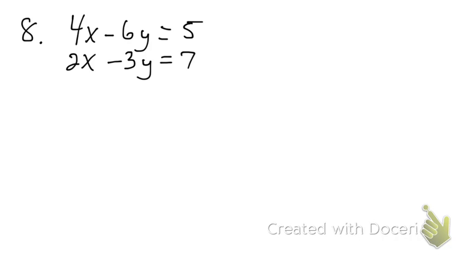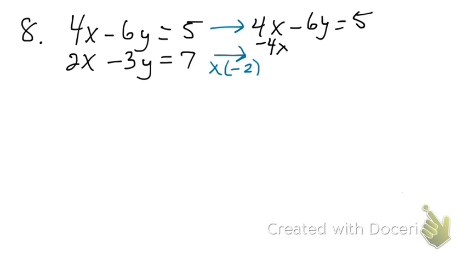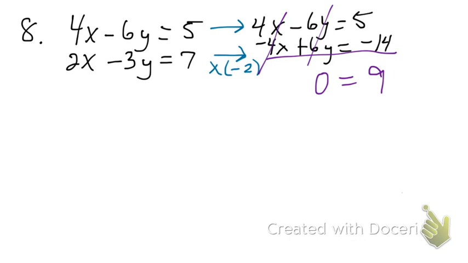So in this problem, we can multiply the second equation by negative 2. Let's go ahead and do that. The first equation we just rewrote. So let's go ahead and add those together.